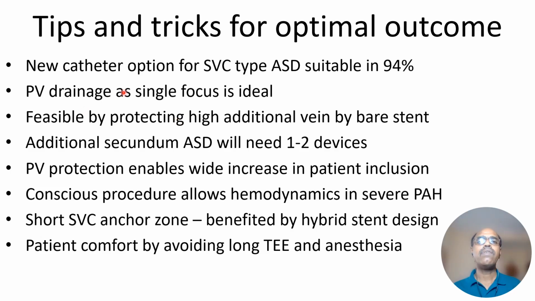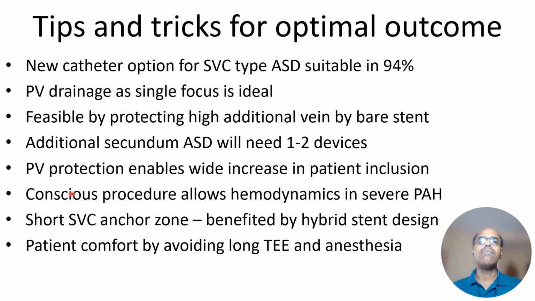Additional pulmonary veins are present in almost 17% of the patients. That means 1 out of 6 will have it. An additional secundum ASD will be present in about 6 to 7% of the patients, and they will need additional devices. A pulmonary vein protection strategy using a 12 to 14 millimeter balloon expanded through the Mullins sheath will be needed in almost a third of the patients, and this has grossly increased patient selection. Almost everybody will be suitable now if you are using a pulmonary vein protection setup.